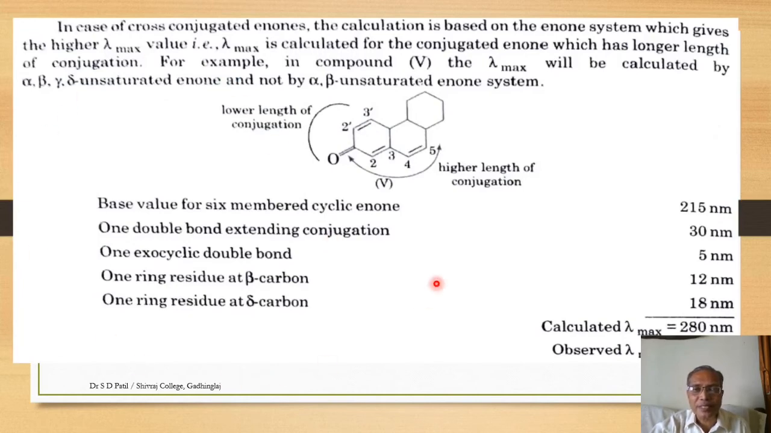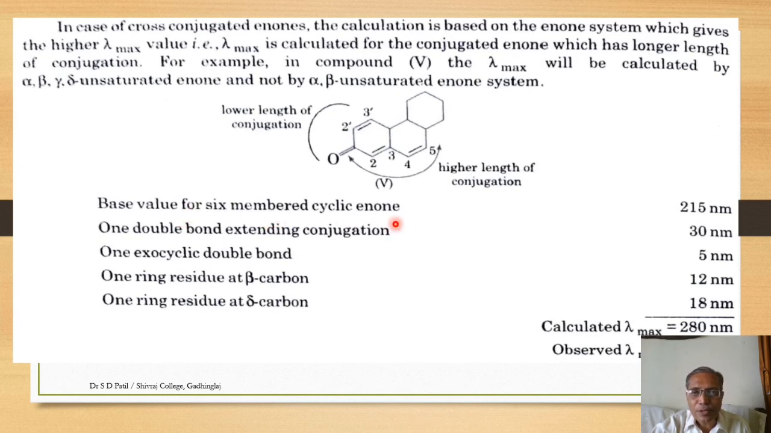This is a complex enone. So when there is conjugation which is called cross conjugation on both the sides, in that case the longer conjugation is considered for calculation. So this is the longer conjugation, and this one is the shorter. So let us consider this principle and calculate the value for this lambda max.